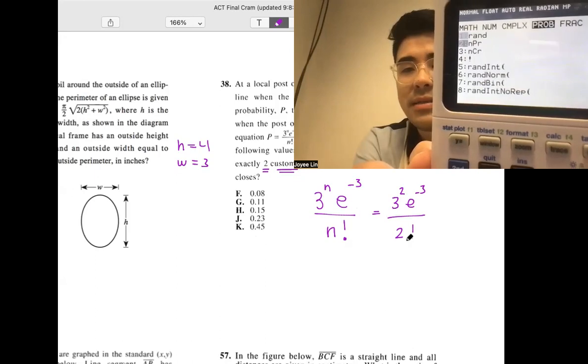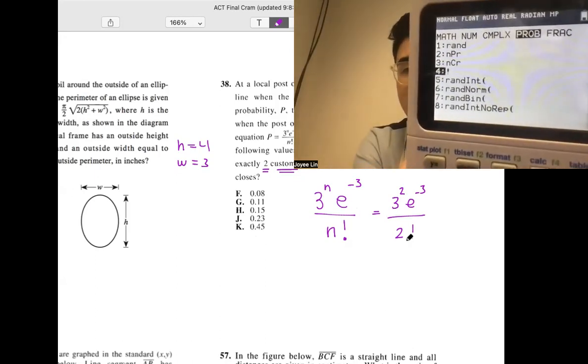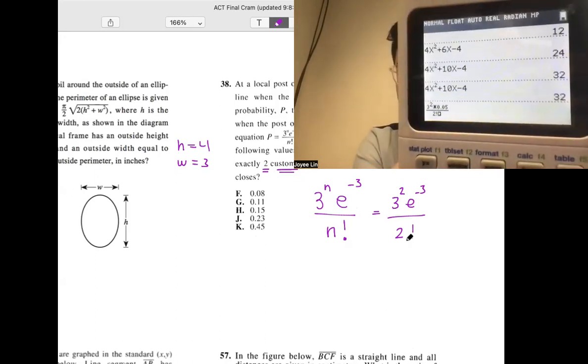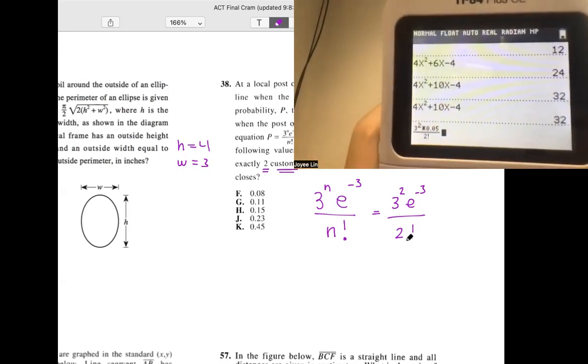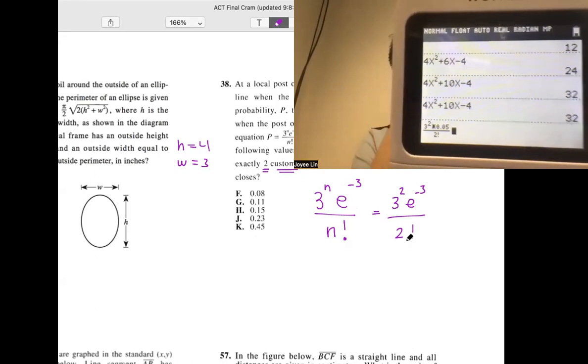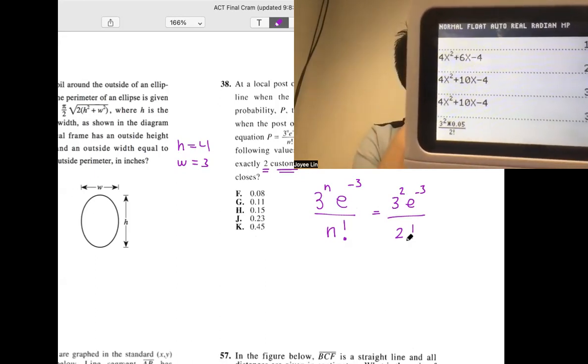Prob, or, there, I plugged it in exactly as it is in the equation, right? 3 squared times 0.05 over 2 factorial.